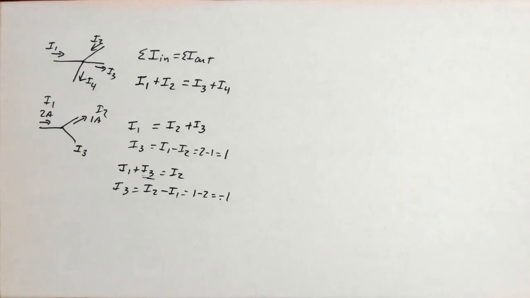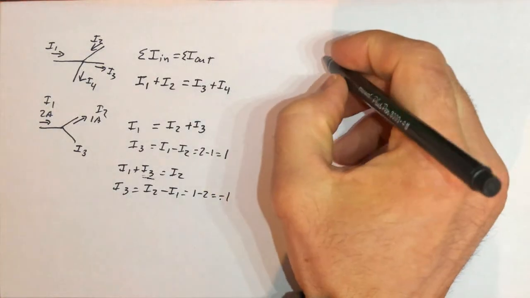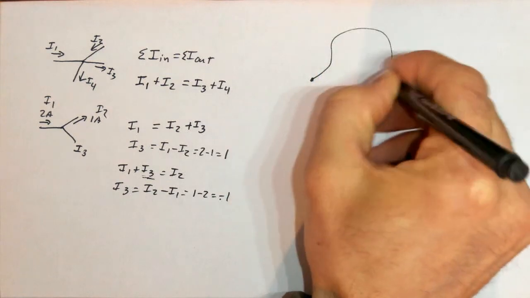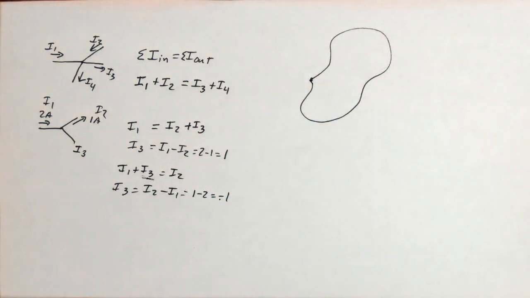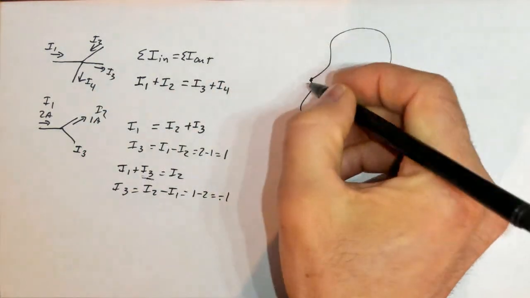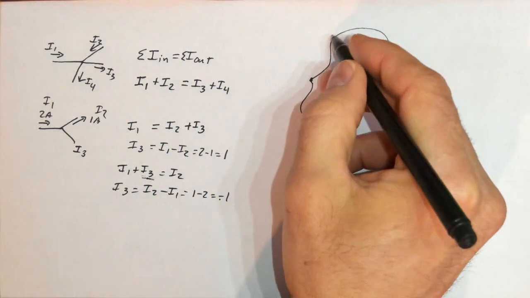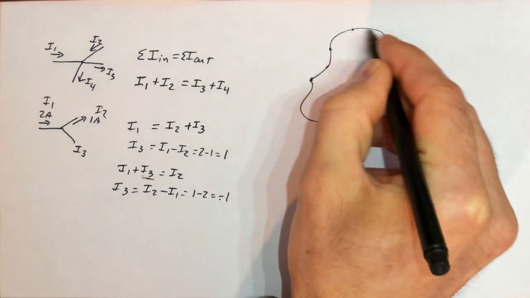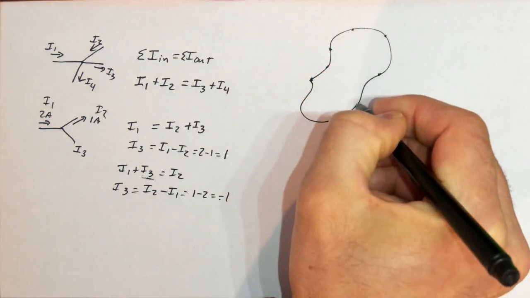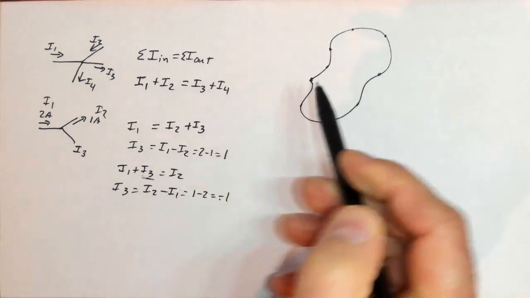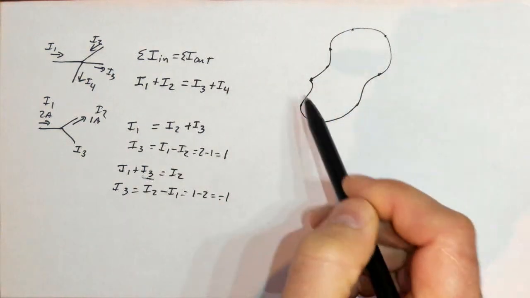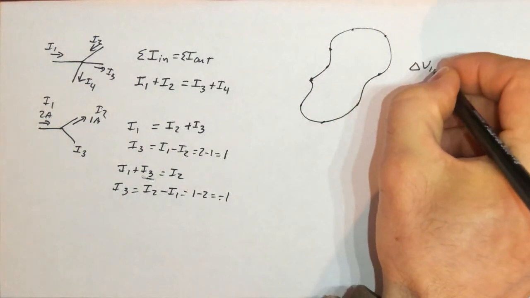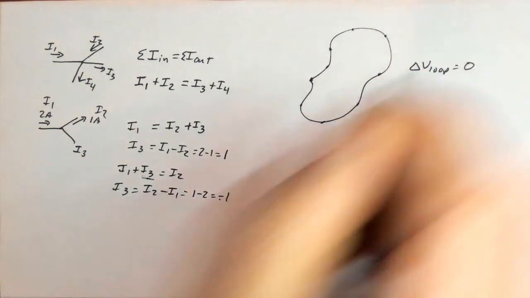Now the loop rule we've seen before too. It's basically when I start at a place and I go somewhere and get back to that place. Well, the potential change along every segment, all the way around from here to here, plus here to here, plus here to here, and so on all the way around, if I were to find the delta V's between all of these points, it must all add up to 0. And I say delta V loop equals 0.